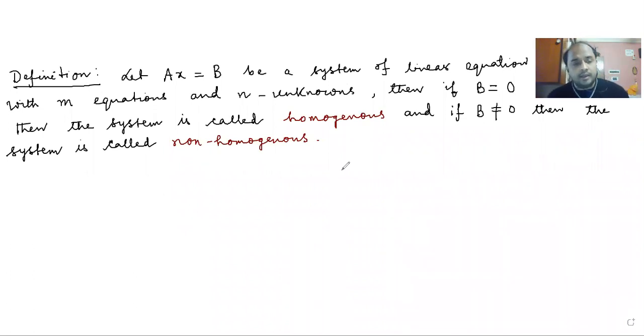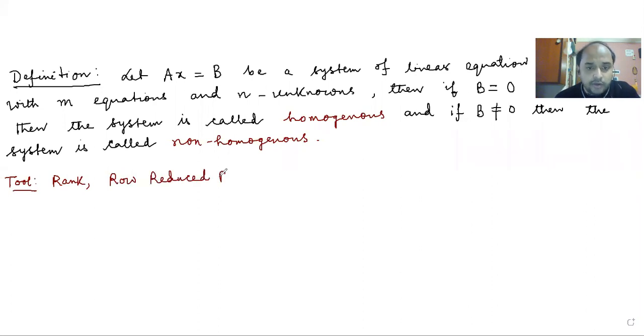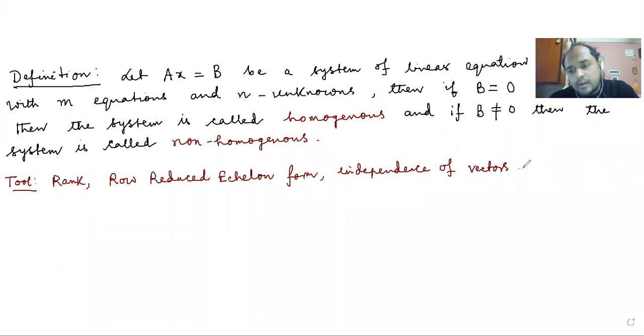called non-homogeneous system. We are going to start discussing the solving of these systems of equations, and as a tool we are going to use rank, row reduced or reduced row echelon form, independence of vectors, etc. Everything related to vector space so far discussed will be used as a tool to solve a system of homogeneous equation or system of non-homogeneous equation.